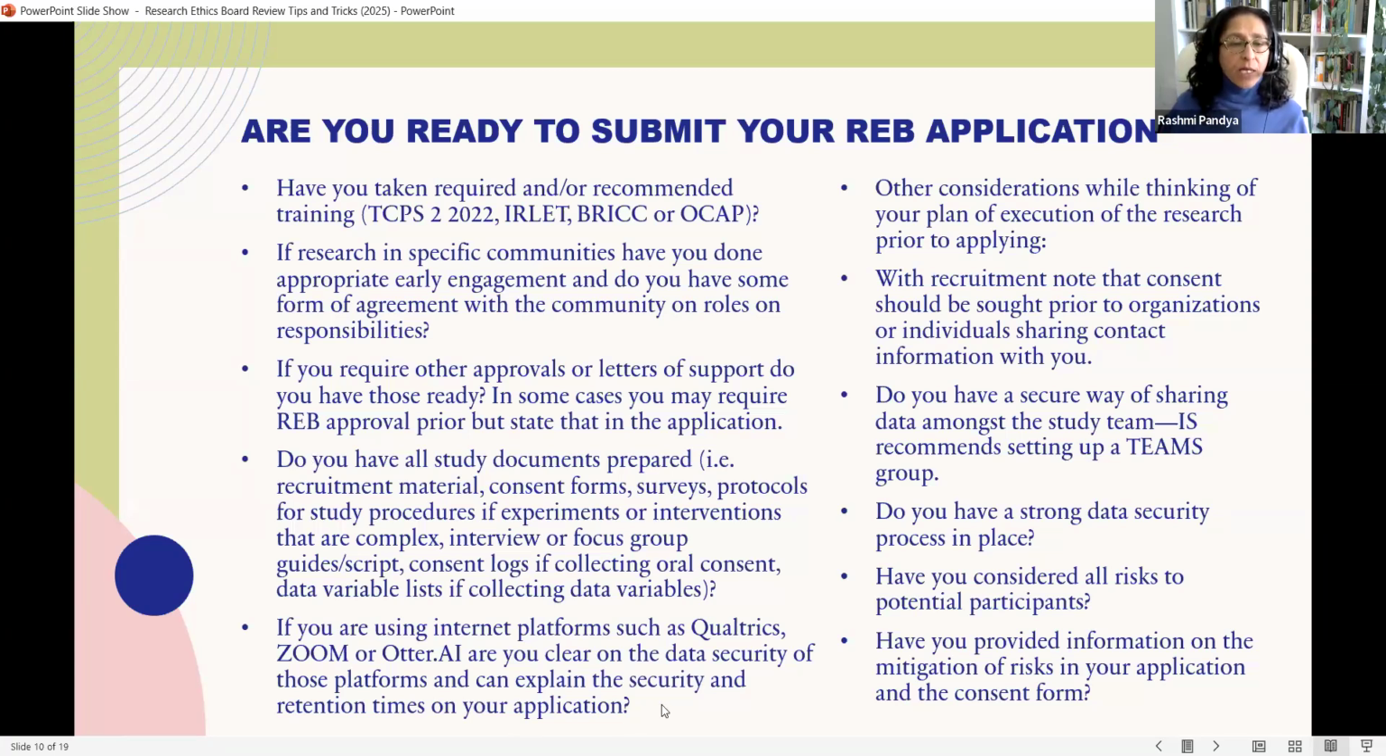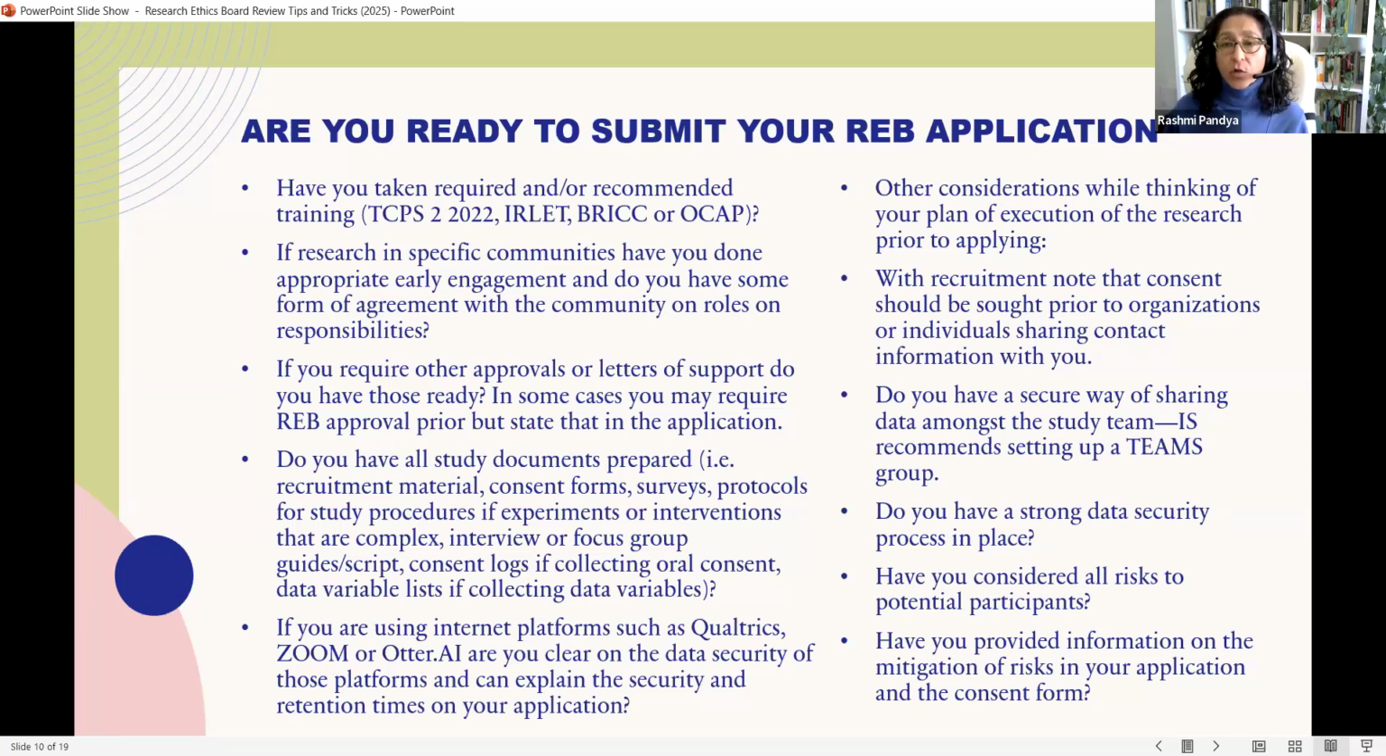If you're using internet platforms such as Qualtrics, Zoom, or Otter AI, for example, these are ones we see commonly. Are you clear on the data security of those platforms? And can you explain the security and retention times of those platforms on your application form? Other considerations while thinking of your plan of execution of the research prior to applying.